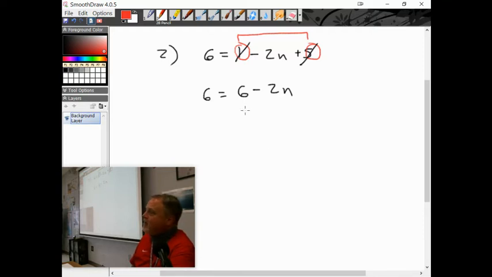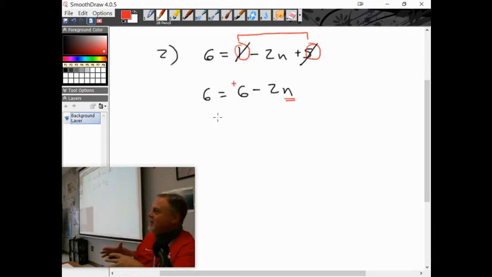So now we know it's time to get the variable by itself. Okay, n needs to be by itself. In this case, it's on the right side of the equation. So we need to move the 6 and then the negative 2. So let me ask you a question. What is the sign of this 6? Is it positive or negative? Yes, it's positive. If they don't put a sign or put a subtract in front of it, it's positive.